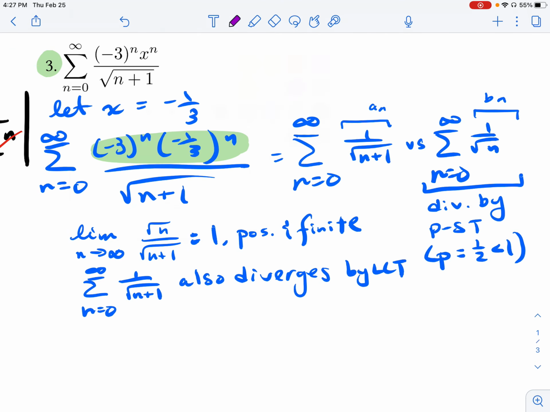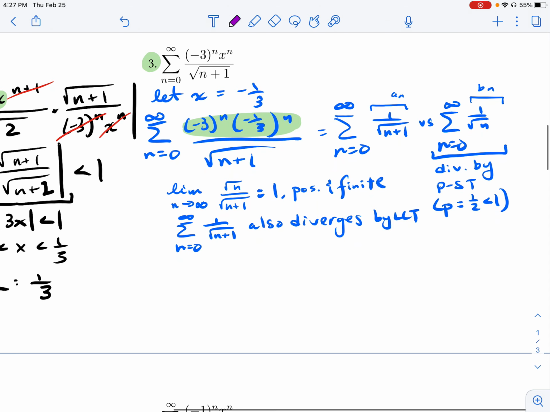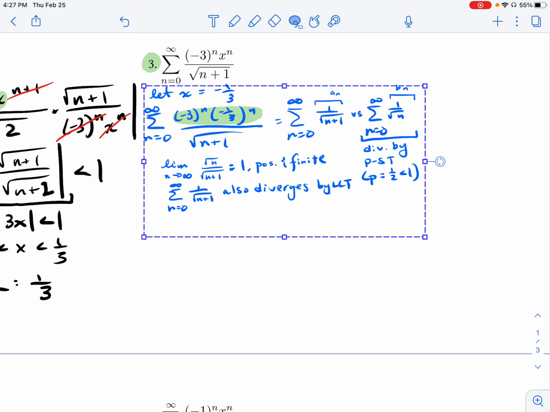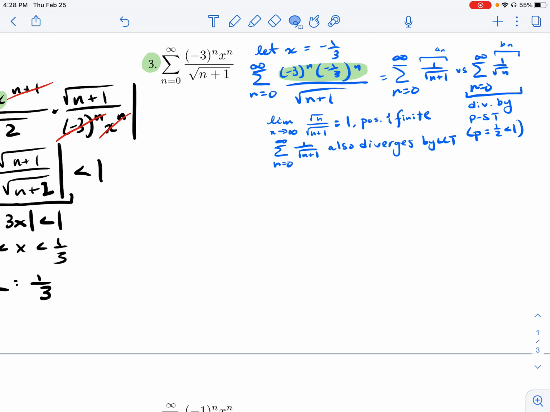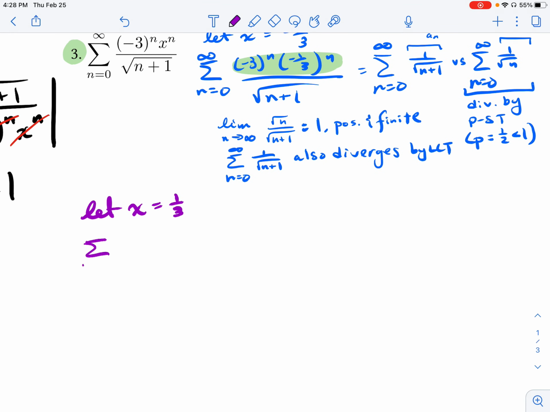Now, in my final color, let me go ahead and do the next part and see what happens when we plug in the other endpoint. Let me just make some space here. Make this a little bit smaller. Move this to the side. Now let's see what happens when we do the other endpoint, when x is equal to 1/3. All right, so when we plug 1/3 in, what do we get here? We get the following series: (-3)^n times (1/3)^n over root n plus 1.